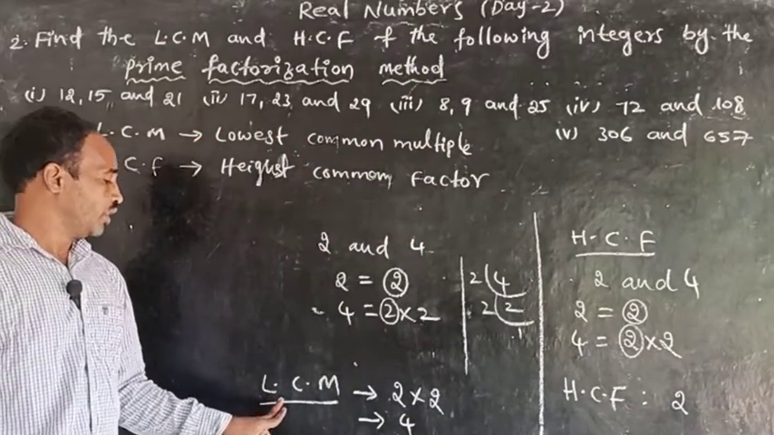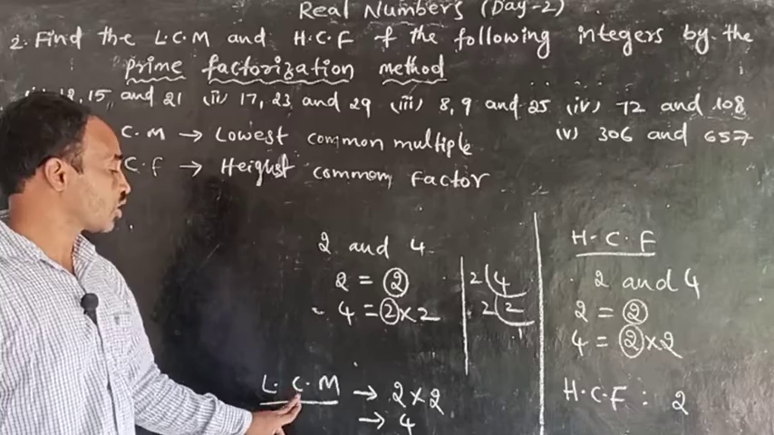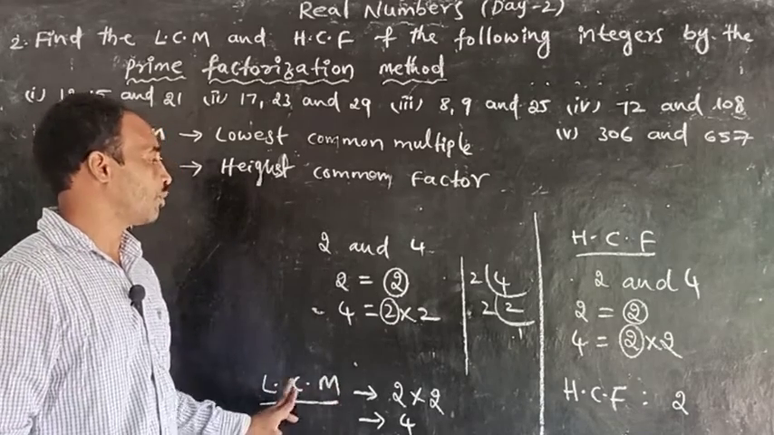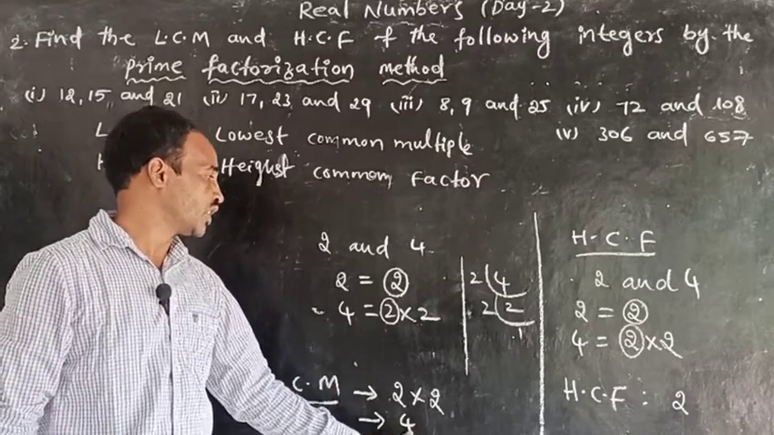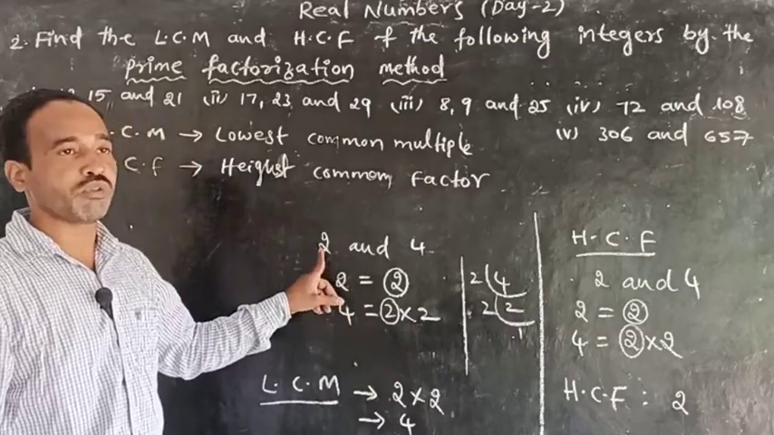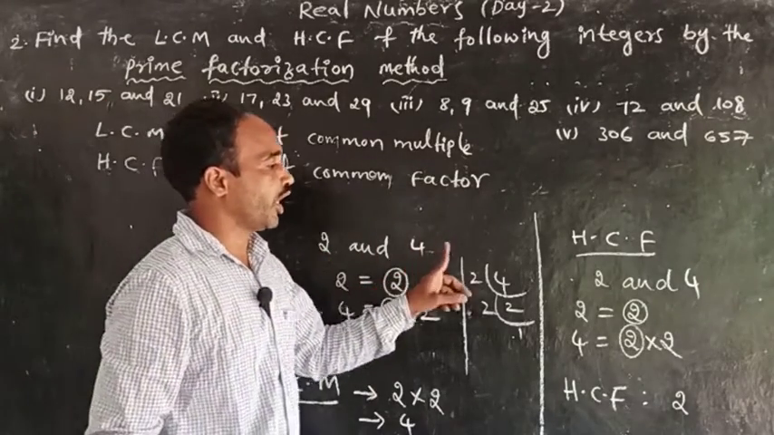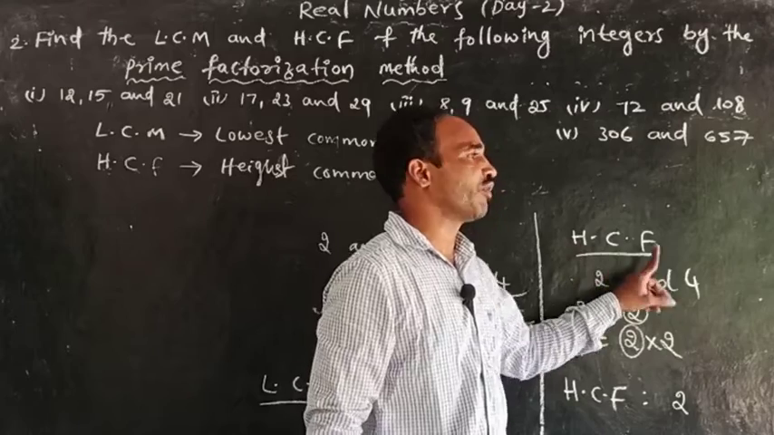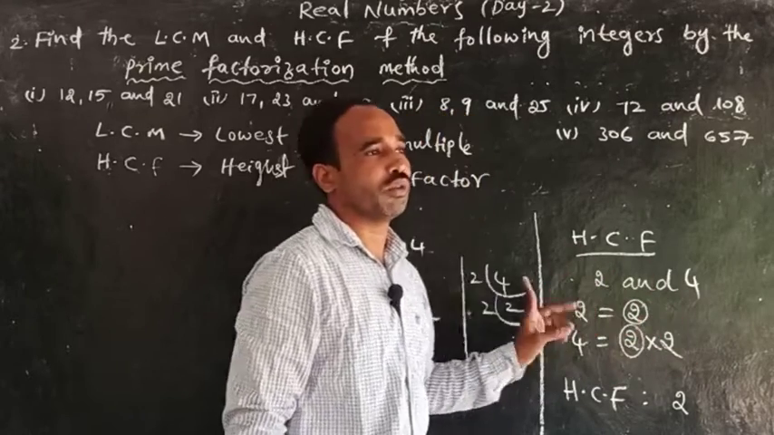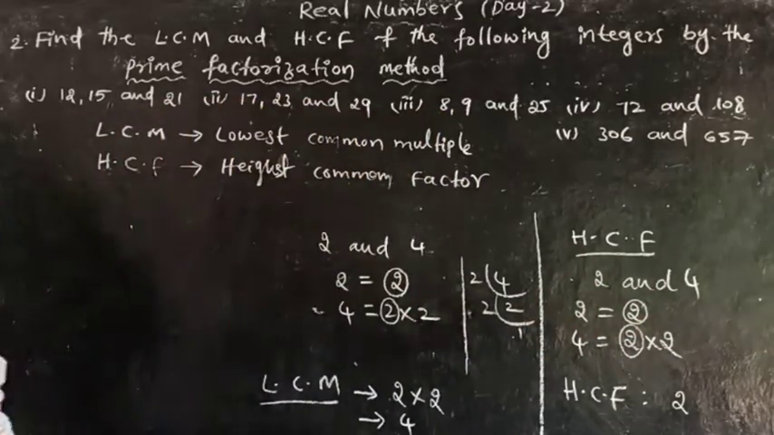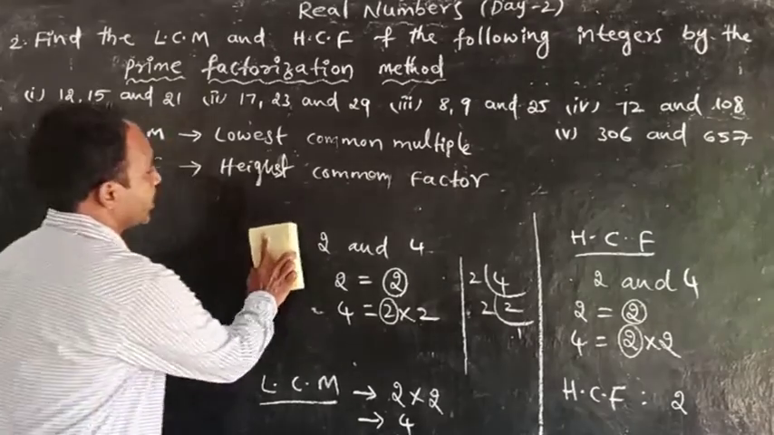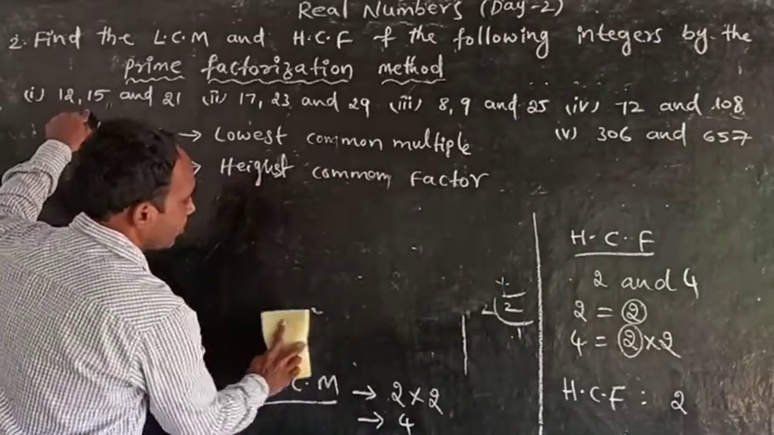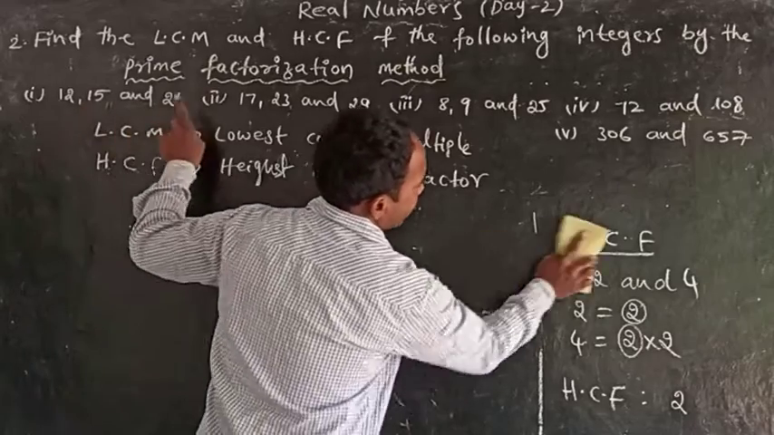So LCM means lowest common multiple. 4 is the lowest common multiple of 2 and 4, and 2 is the highest common factor of 2 and 4. So similarly, this is the example problem. We will find the solutions to the given problems in the same way. How to find the solution?